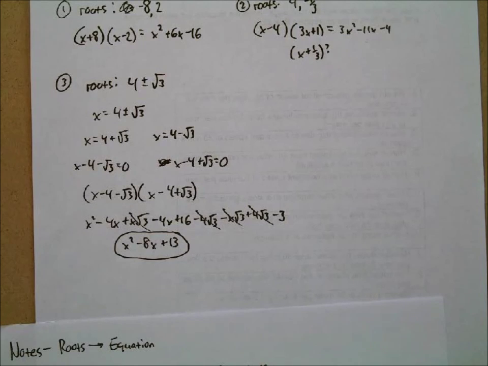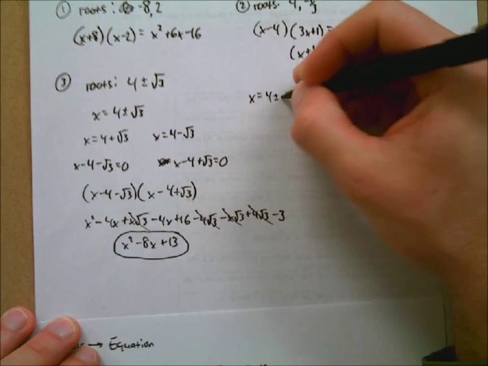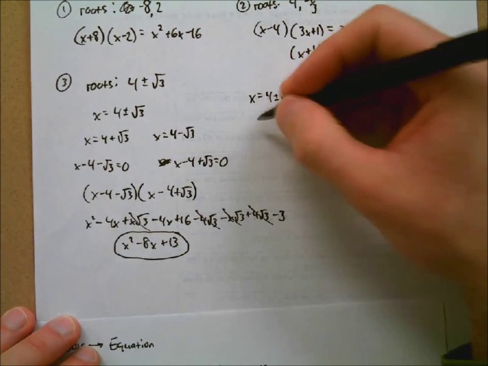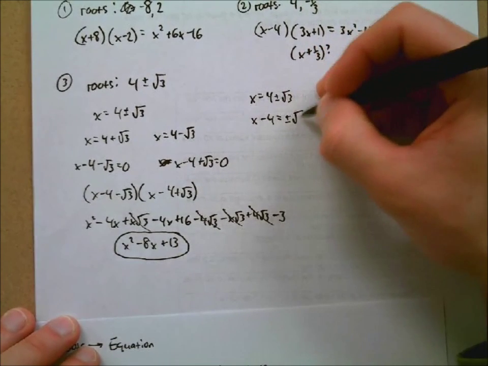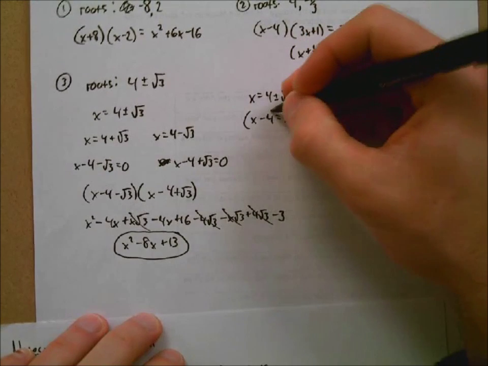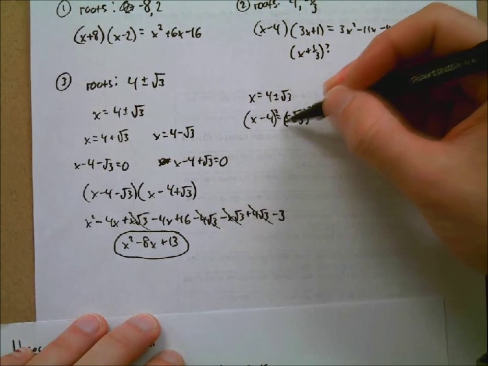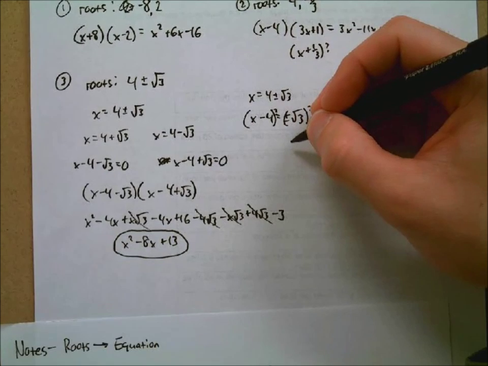Let me show you an alternative way that's probably a little bit easier. We'll go back to starting with x equals 4 plus or minus root 3. I'll subtract the 4 over. So I'm not going to split this into two things. We'll just subtract the 4 over. And then how can I eliminate that square root on the right-hand side? Square both sides. Positive root 3 squared and negative root 3 squared will both be what? 9. Not 9. 3, because you're squaring the square root there.